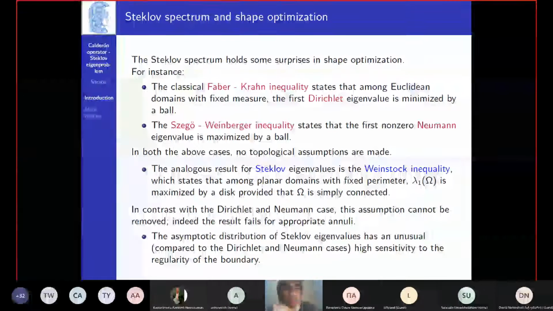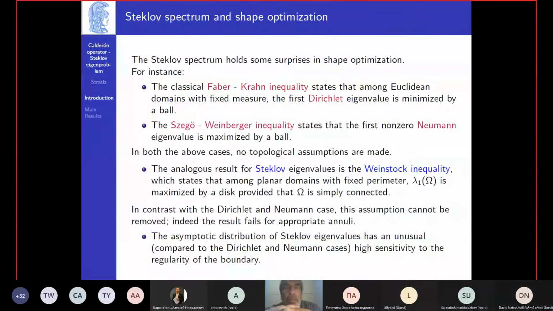Now, before moving to electromagnetics, a final remark about the Steklov spectrum and shape optimization. As we know, the Faber-Krahn inequality states that among all Euclidean domains with fixed measure, the first Dirichlet eigenvalue is minimized by a ball. If we consider Neumann eigenvalues, the first non-zero eigenvalue is maximized by a ball, and this is given by the Szegő-Weinberger inequality. Both of these results assume no topological hypothesis.